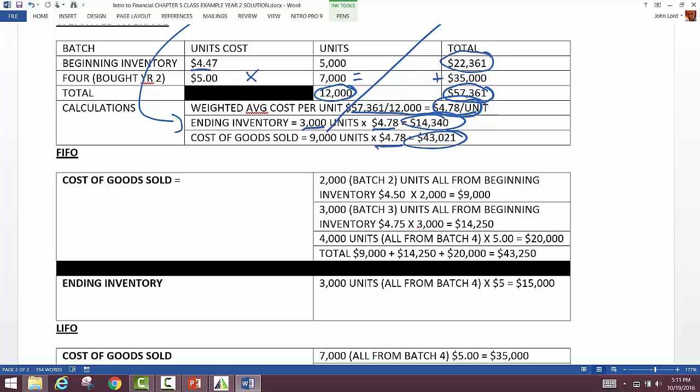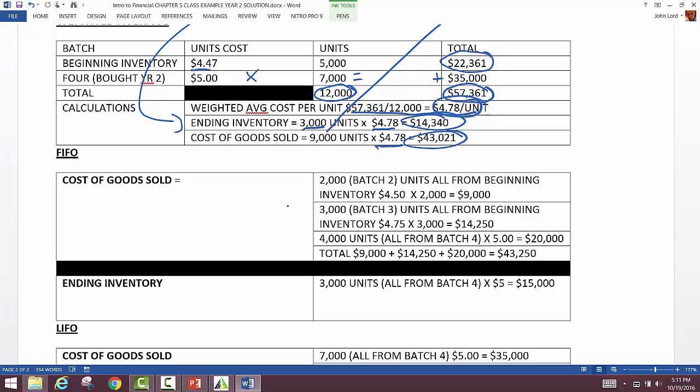Okay? So if we're using FIFO, remember our beginning inventory had what? 5,000 units sitting in it. It was the 3,000 from batch 3 and the 2,000 from batch 2. Wasn't that the 5,000 units? And the first in, first out presumption is we're going to sell those batch 2 ones first, then we'll sell the batch 3. And then if we need some more, we'll take them from batch 4. Batch 1, we consider all gone. Remember, we assume we sold all 4,000 of that batch 1? Okay? So that's all we do here for FIFO.